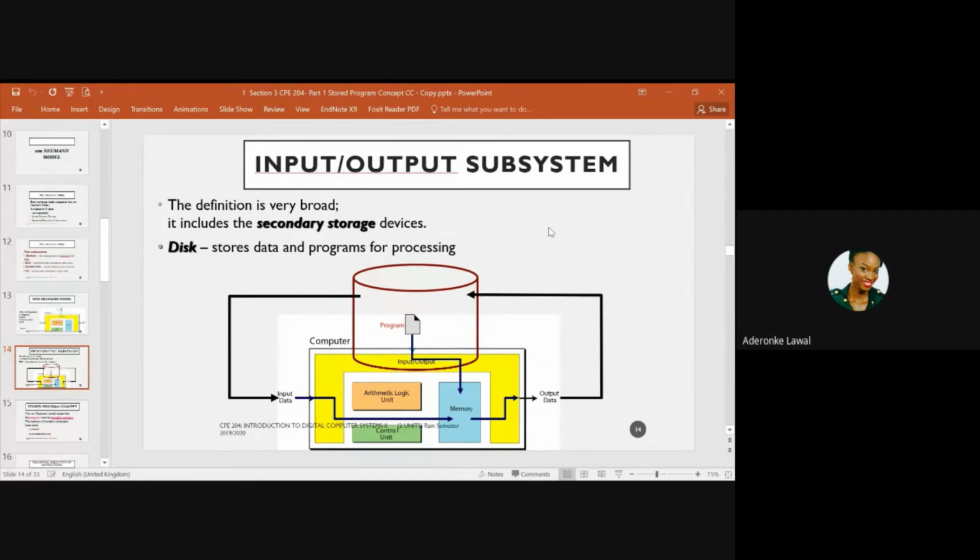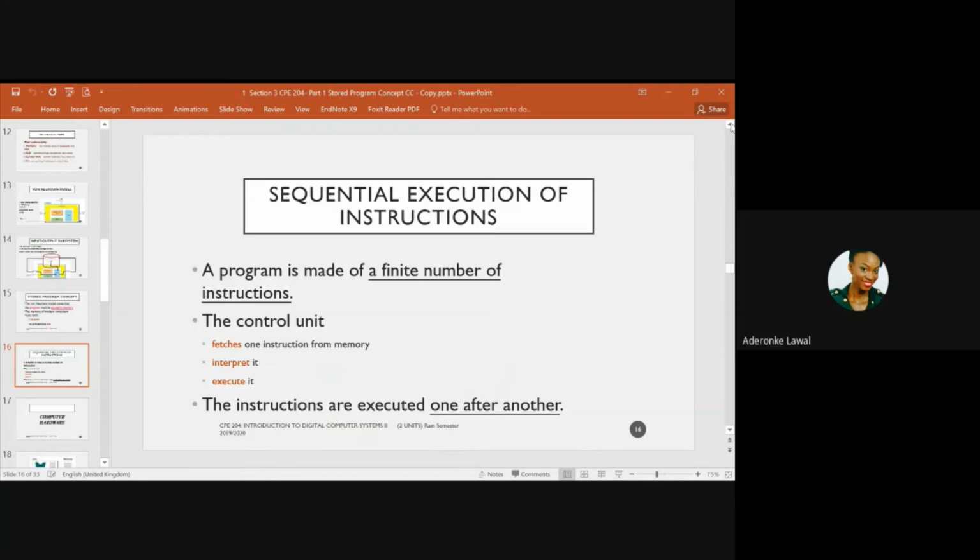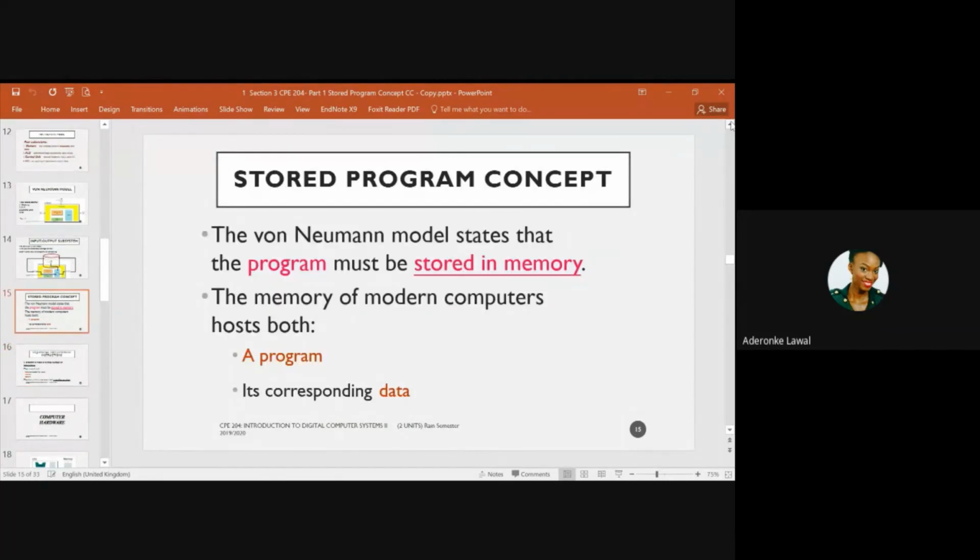So data is different things. For instance, on your phone, data could be pictures, it could be movies, it could be different files that you have, and it could also be different apps. So an app is a program. The same thing applies to your PC. So I believe that you are getting a clearer picture of how computers work from this explanation, which is basically the whole point of this class. So, the stored program concept. That's the second idea behind the von Neumann model, and this states that programs must be stored in memory.